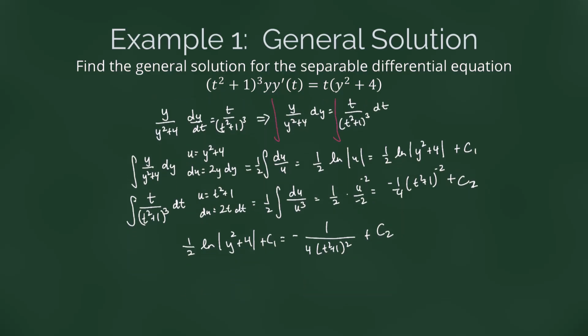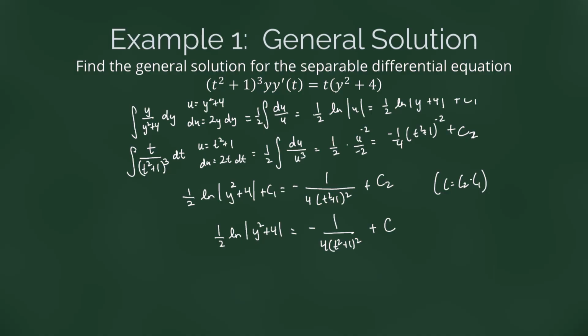I'm going to try to solve this for y now. So first thing I'm going to do is notice that this is 1/2 the natural log of the absolute value of y squared plus 4 is equal to negative 1 over 4 times t squared plus 1 squared plus some constant c, where c is going to be some combination of c2 and c1.